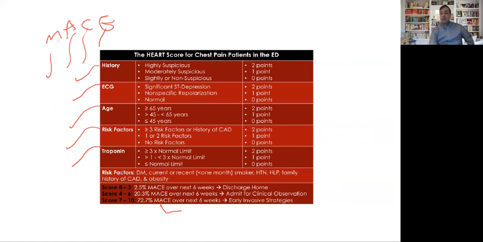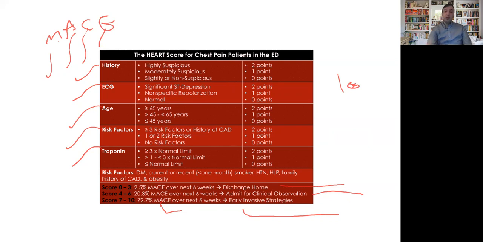If the HEART score is 0 to 3, it is 2.5% major adverse cardiac events over the next 6 weeks, and it's usually safe to discharge them home. If the HEART score is 4 to 6, it is 20.3% major adverse cardiac events over the next 6 weeks, and they need admission to hospital for clinical observation. If the score is 7 and above, up to 10, because the maximum is 10 points, it is 72.7% major adverse cardiac events over the next 6 weeks, and they usually need an early invasive strategy, either primary PCI, which is the gold standard, or sometimes they might be candidates for thrombolytic therapy.